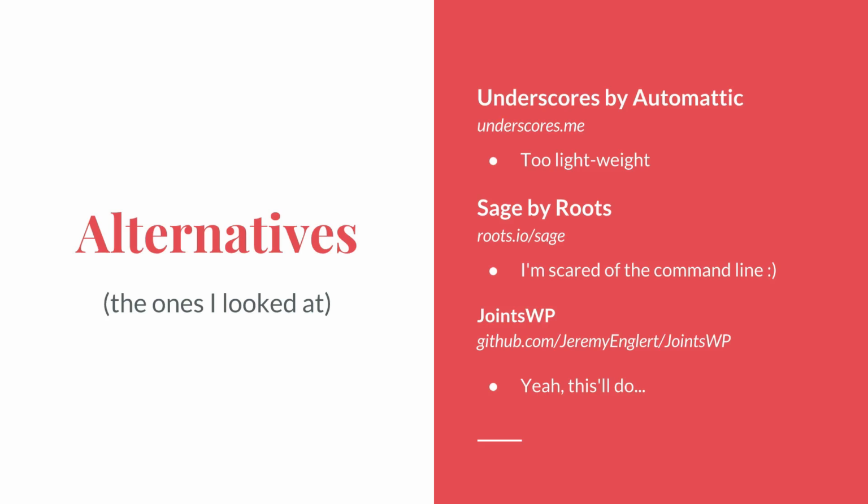Sorry, Gary. I had a look at Sage, and that again was a bit too command-line-y kind of stuff. I was like, oh, I'm happy with my CodeKit, so I'll just stick with what I'm comfortable with. And then I stumbled across JointsWP, which is a theme that utilizes Foundation 6, which is by ZURB. And that seemed to tick the boxes that I was looking to tick. So I gave it a go.